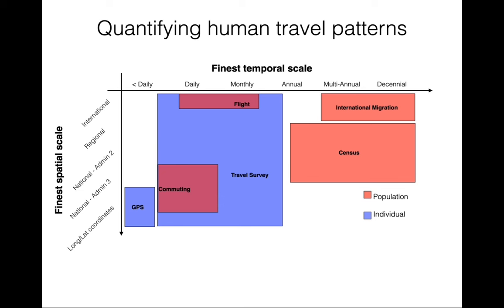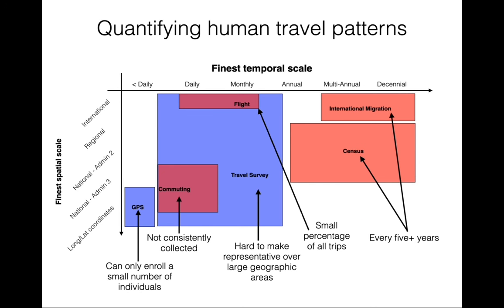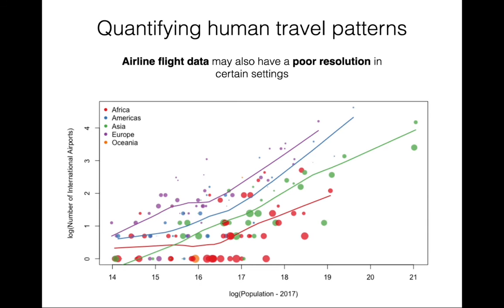These data could also be collected for a particular population of interest and may be able to collect information about the infectious process or prophylaxis while traveling that may be relevant for disease transmission. However, like all data, these data sets often have limitations. It may be difficult to collect large samples of individual-level data, census or migration data may not be collected very frequently, and flight information may only represent a small proportion of all travel that is relevant for disease transmission. These data may also have gaps in particular geographies.